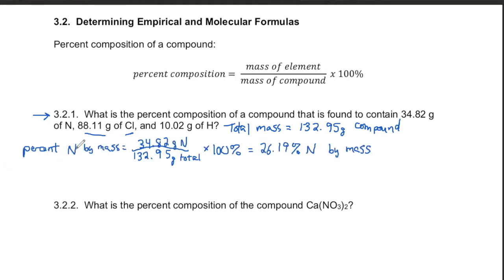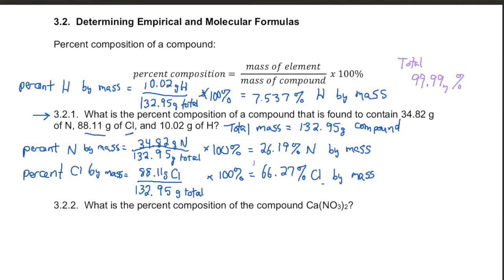When we look at the nitrogen, there are 34.82 grams of nitrogen in that 132.95 grams total. As a percentage, once we get the fraction, we multiply it by 100 and keep the unit percent to change 0.2619 into 26.19%. And that is the percent of nitrogen by mass that is found in this compound.